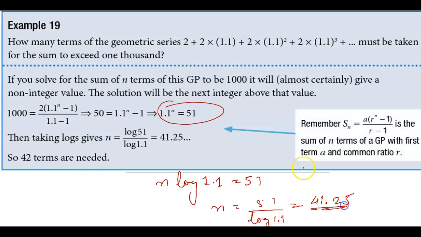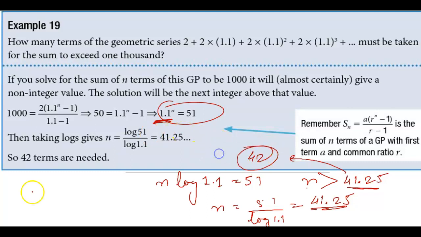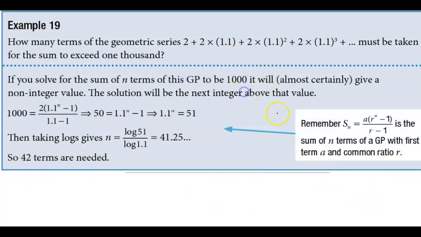and your answer would be 41.25, right? So n must be greater than 41.25, right, children? I told you that over here the ratio is greater than 1. So n will always obviously be greater than 41.25. Now which natural number is greater than 41.25? It is 42, right? So 42 terms would be needed so that the sum is greater than 1000. Okay, children, clear?